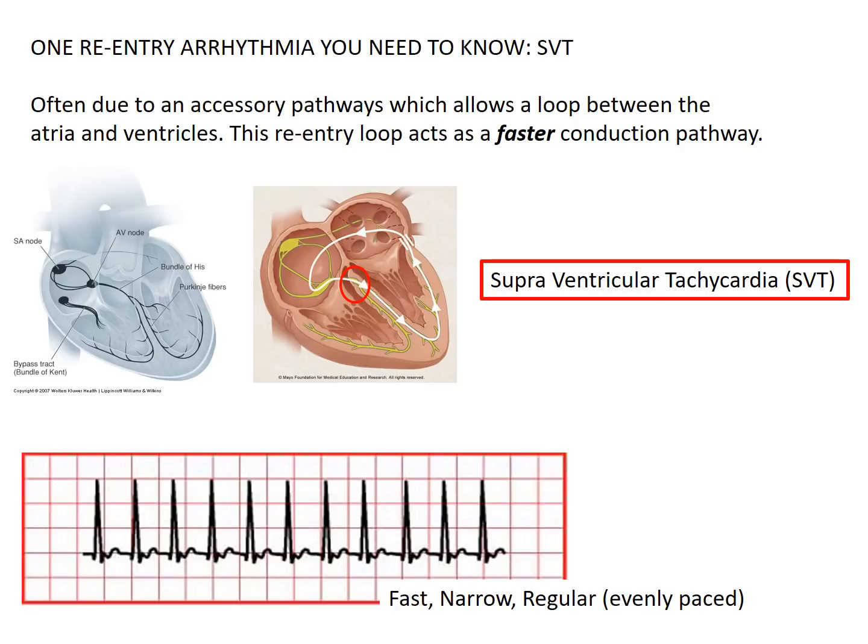And again, usually due to some type of aberrant pathway that allows the action potential to continue as opposed to end. The action potential can continue through an aberrant pathway, and then that aberrant conduction can set up very rapidly in a loop leading to SVT.